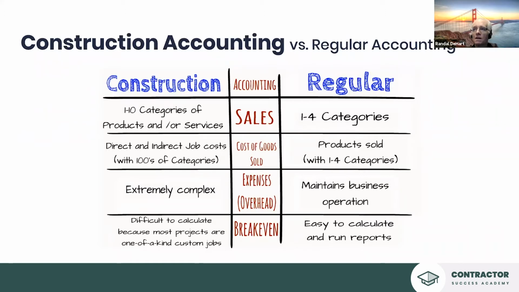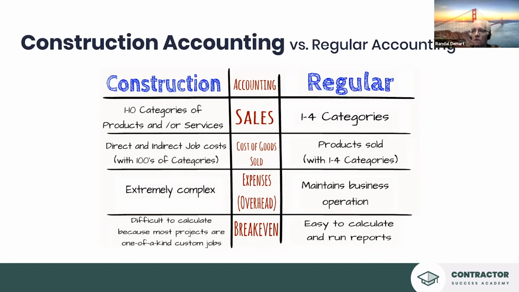Like I said, in that 1 week that we spent on construction accounting, I got a real eye-opener, because in construction accounting, there are 1 to 10 categories of products and services that you see in the upper left-hand side, in the sales categories. In regular accounting, there are only 1 to 4 categories. In construction accounting, we have direct and indirect construction costs with hundreds of categories and so on and so forth. You can read it for yourself later. But products sold, 1 to 4. And expenses and overhead are a big, complex thing in construction accounting as opposed to regular accounting.